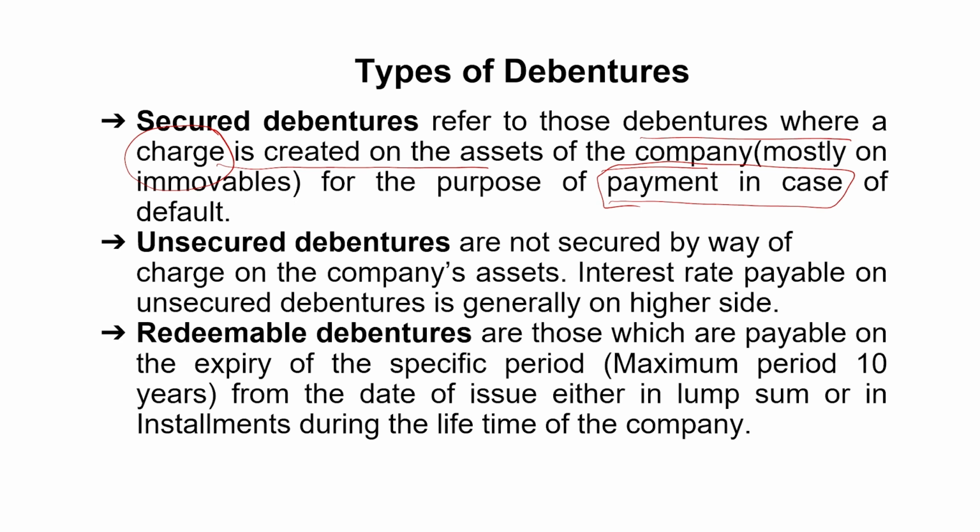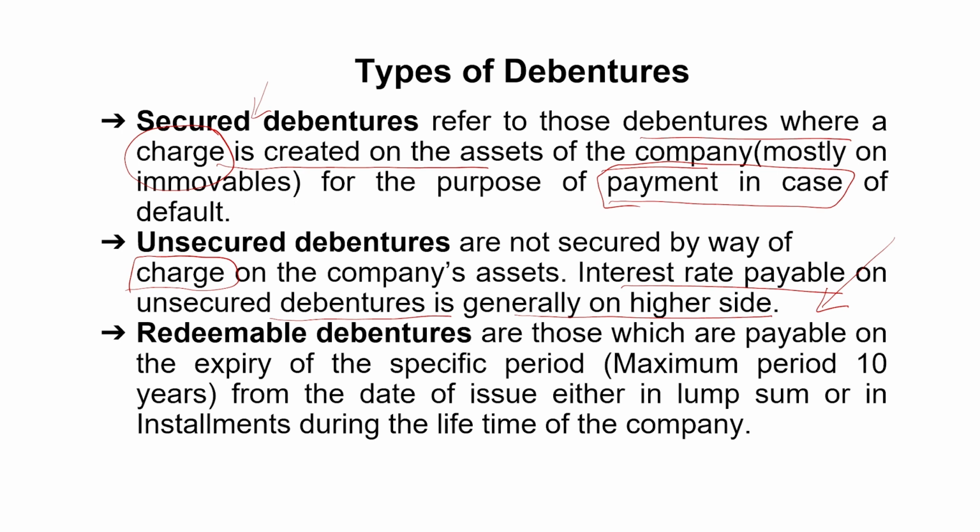Unsecured debentures are such debentures where no charge is created against the property of the company, and company assets are free from any charge. The interest rate payable on unsecured debentures is generally on the higher side. If your debentures are secured, the interest rate may be on the lower side. If your debentures are unsecured, the interest rate may be on the higher side.